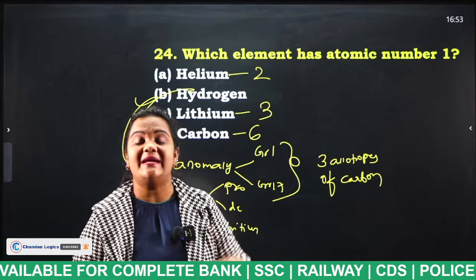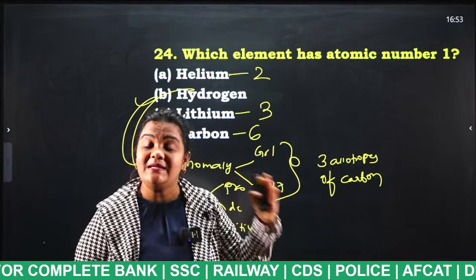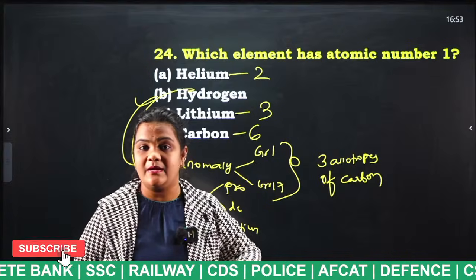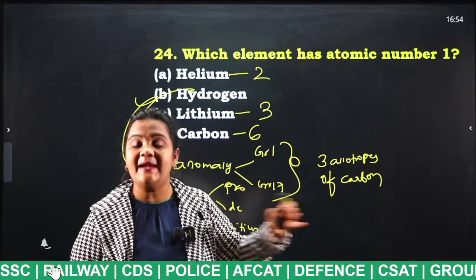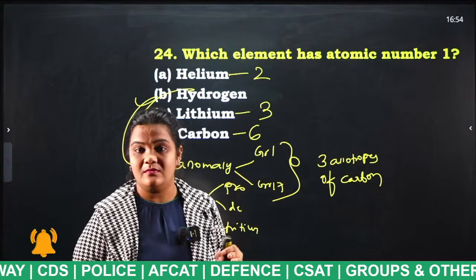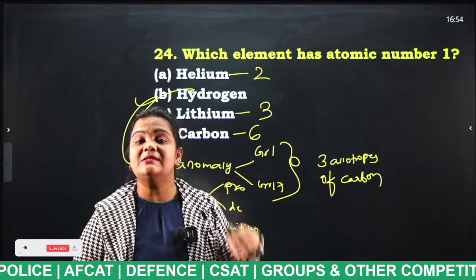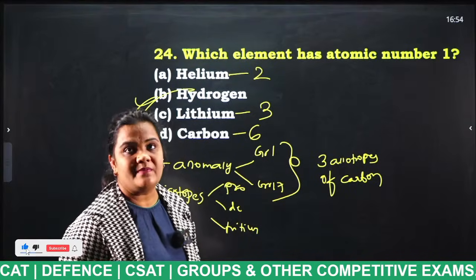Yes, graphene, graphite, diamond. Diamond is also one of the allotropes of carbon. Graphite, diamond, and what? Buckminster. Okay, Buckminster fullerene. These are some of the allotropes of carbon.